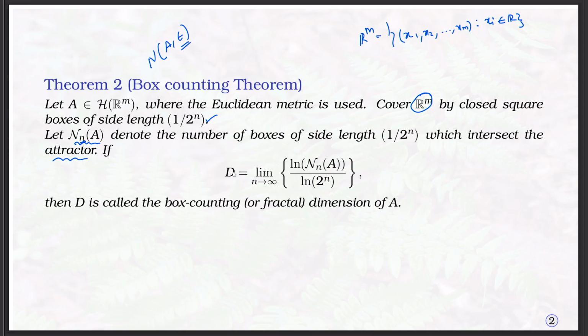If D equals the limit as n tends to infinity of the natural logarithm ln N_n(A) over ln of 2 power n, then D is called the box counting or fractal dimension of A. That means we are finding the fractal dimension of the object A, a subset of R power m, by counting the boxes.